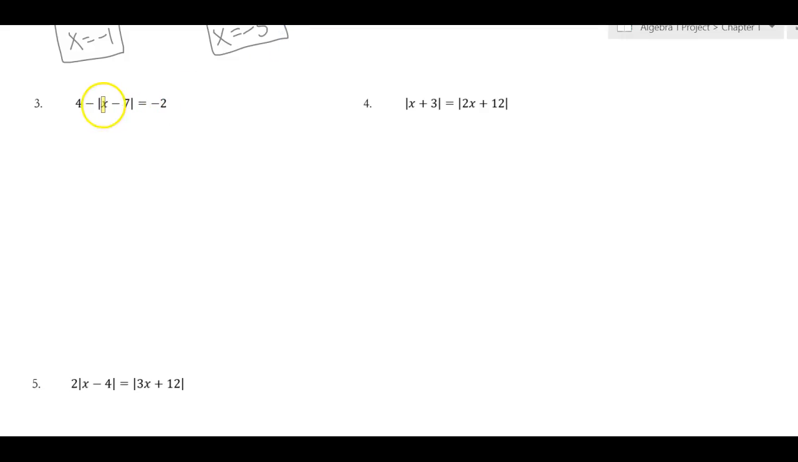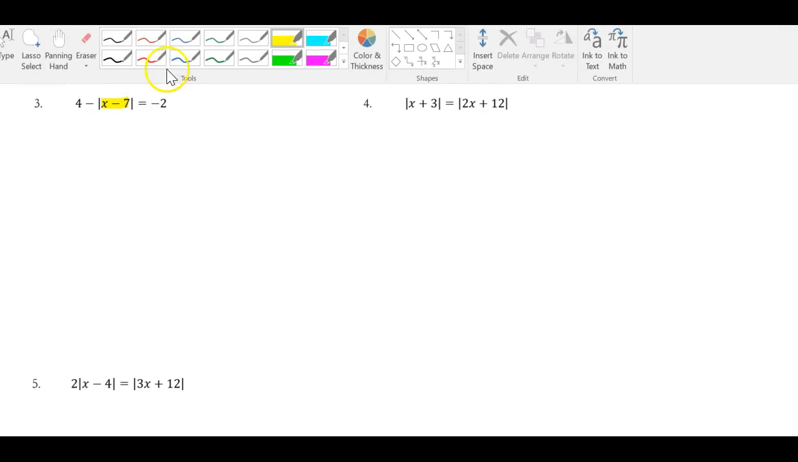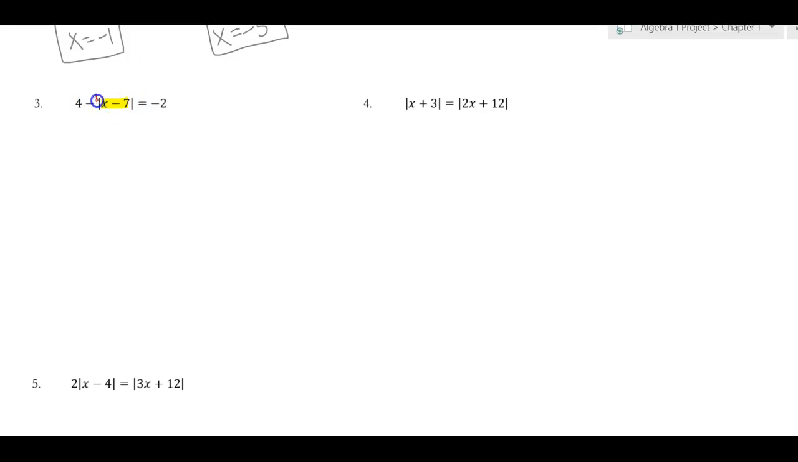So again, absolute value stays the same inside, but what does happen here, you may not see it, but this is a minus 1, right? So I'm going to start by getting rid of a minus 4. So it's negative 1 times the absolute value of x minus 7 equals negative 6. And again, it looks like it's going to be a no solution, but I have to get rid of this negative 1 first to see.